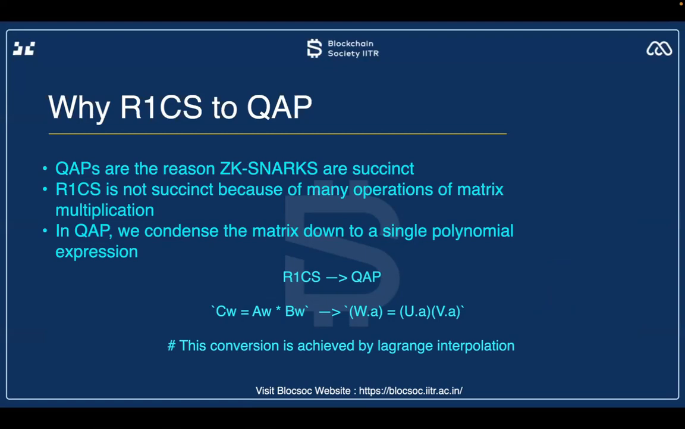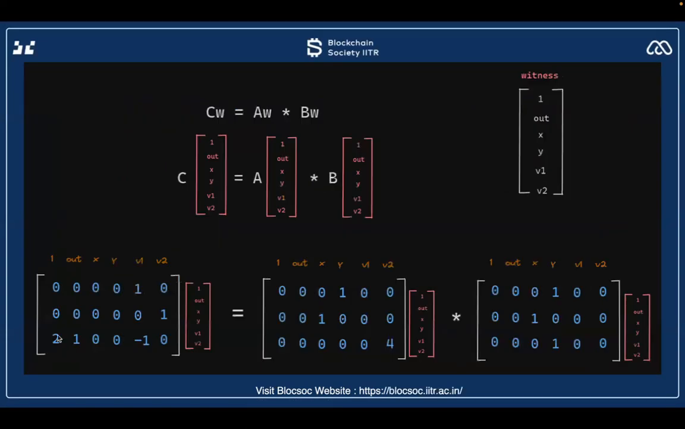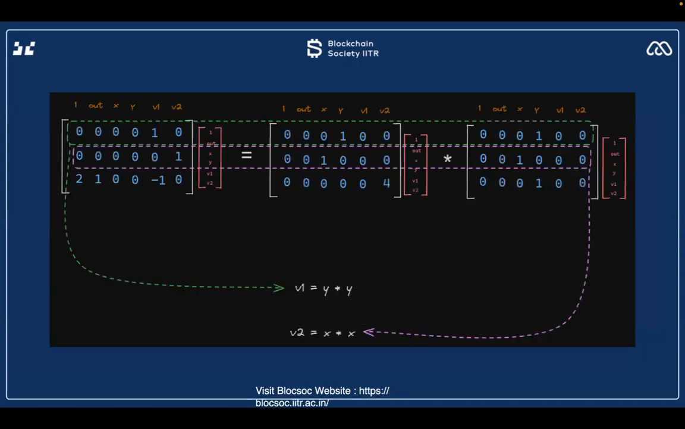You can see there are a lot of zero multiplications, and that is not adding anything to our final constraint. So that's a waste of time complexity and also space complexity.